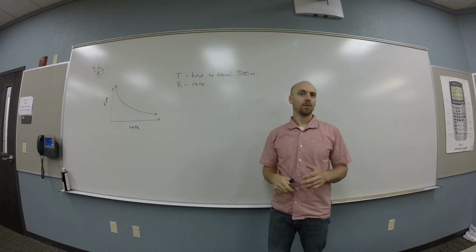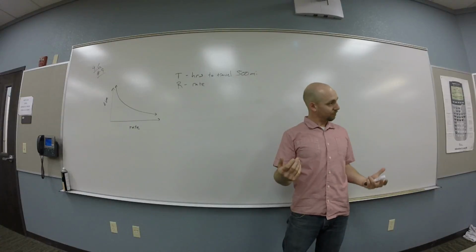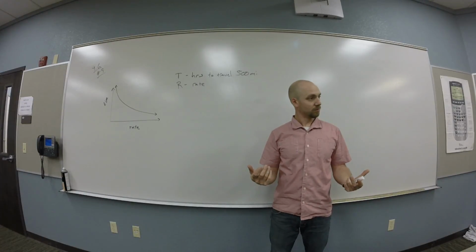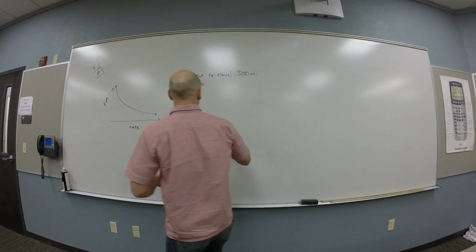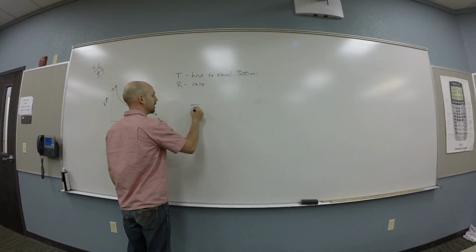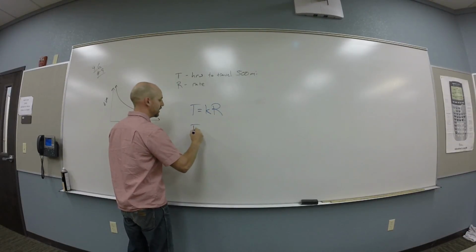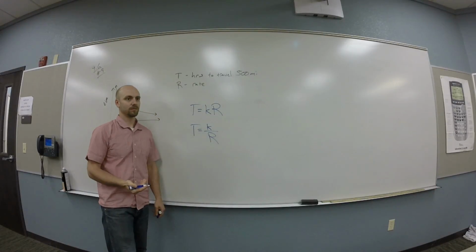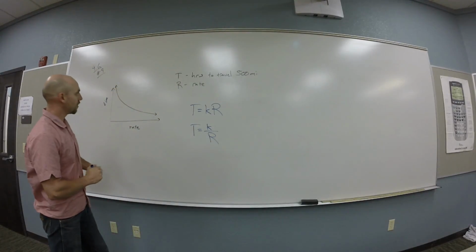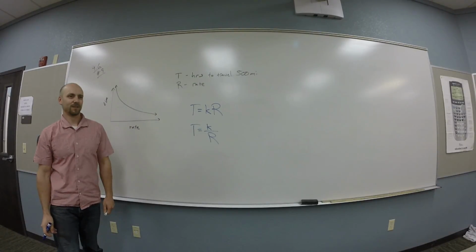So they want to know, right, is this proportional or inversely proportional? In other words, I have to pick between t is k times r or t is k over r. And they give me this kind of helpful picture, but I could really straighten this out myself.